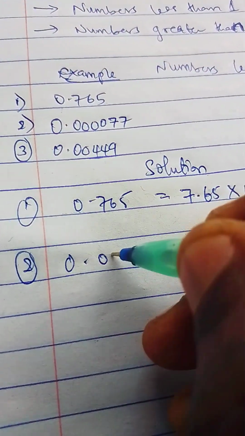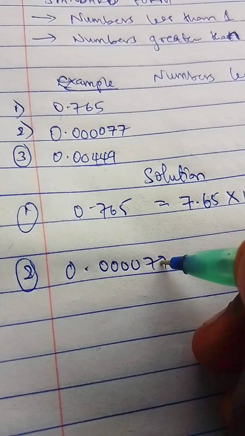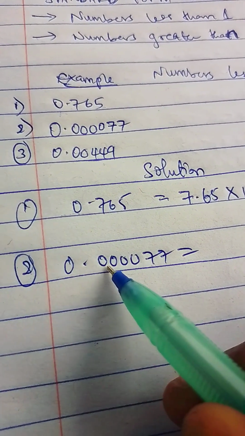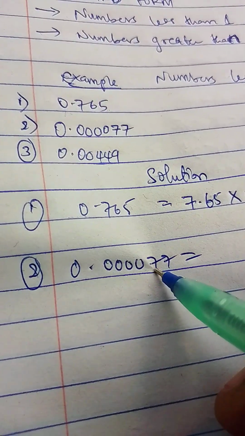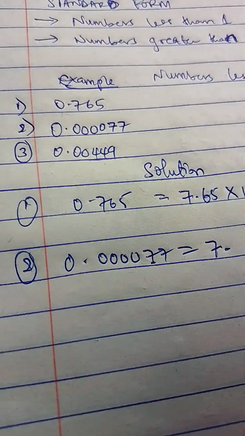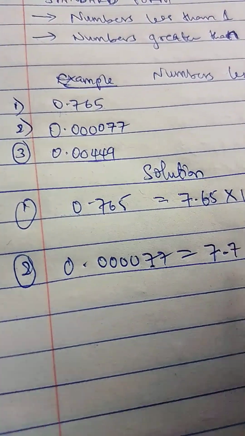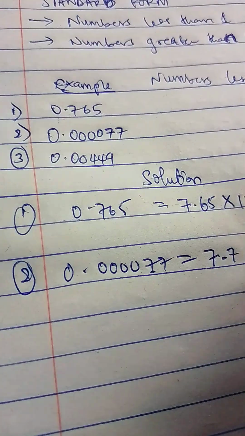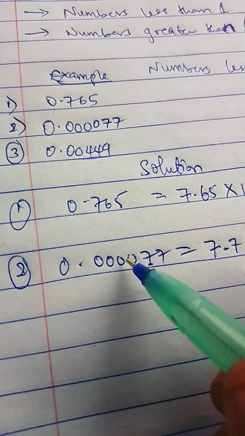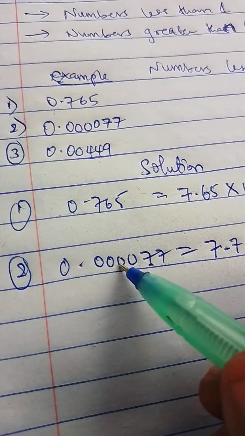Same thing goes for the second one. We have 0.000077. So let's go from left to right. What's the first whole number you can see? It's 7. This one. So you write the number down, put decimal point, then write the other number. So after this, we have this. Then write your multiplication sign. 10 raised to the power minus. Let's count. How many zeros can you see before the first whole number? We have 1, 2, 3, 4, 5. So we have 5 as our final answer.